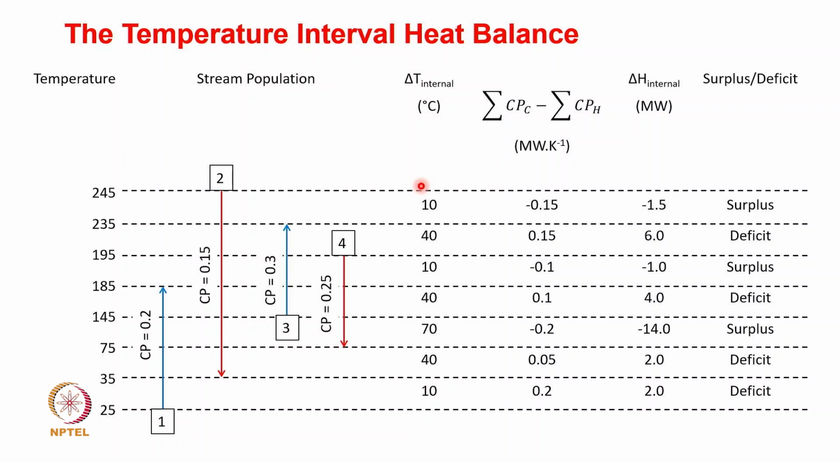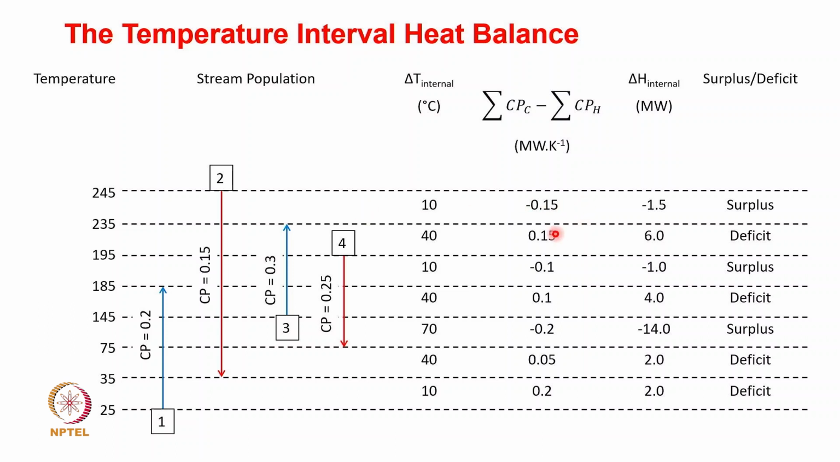So next is computing the delta CP differences. So how do we compute it? Just look here. The CP here is the summation of the CP cold minus the summation of the CP hot. But in this particular interval, you can see it is only the hot stream with a CP of 0.15. So there is no cold stream here. 0 minus 0.15, you will get minus 0.15.